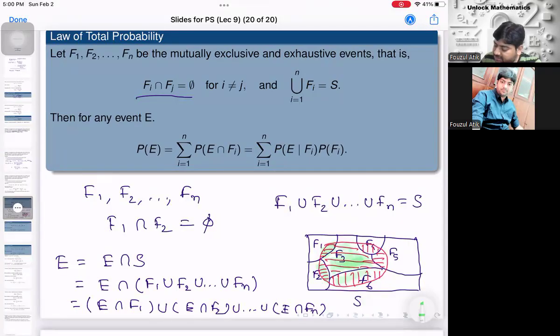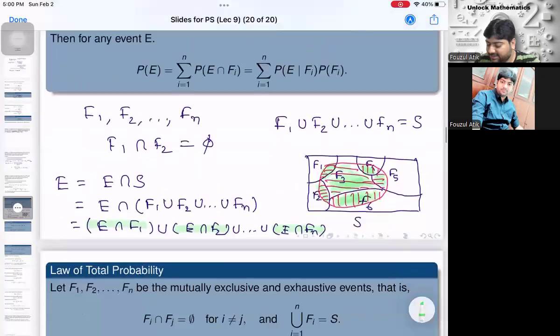Right? And similarly, we can see that all of them are mutually exclusive. They do not share any common outcome. Therefore, this one is mutually exclusive with this one, so all of them are mutually exclusive, the events E intersection F1 up to E intersection Fn.